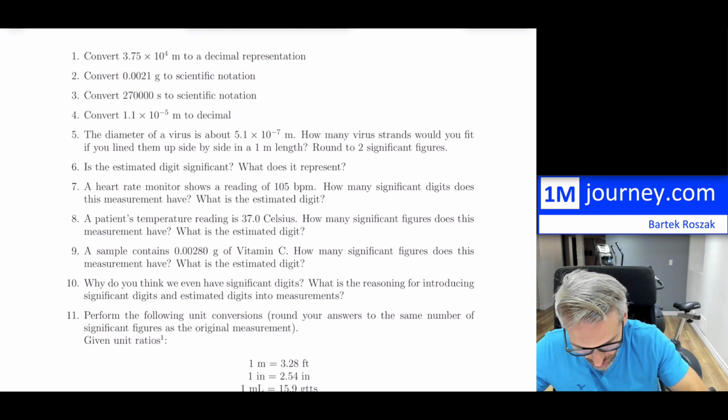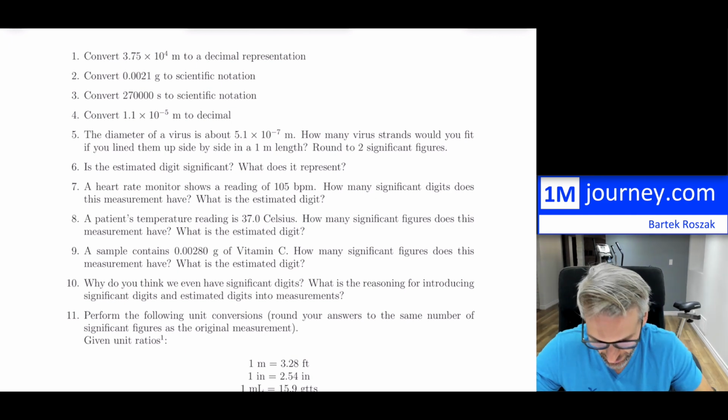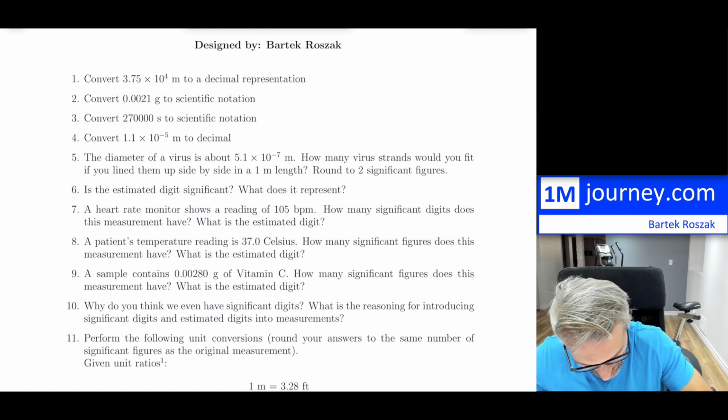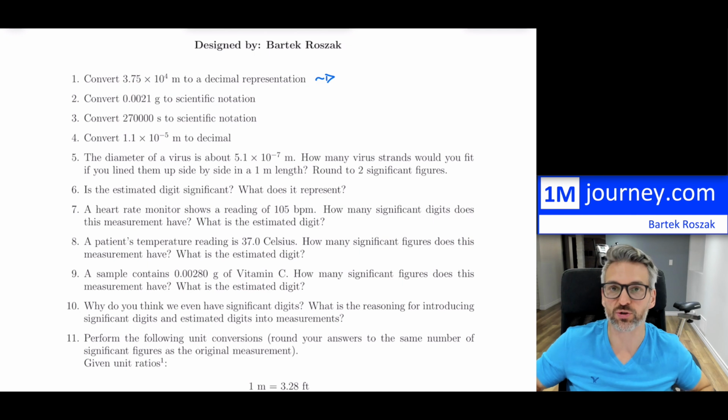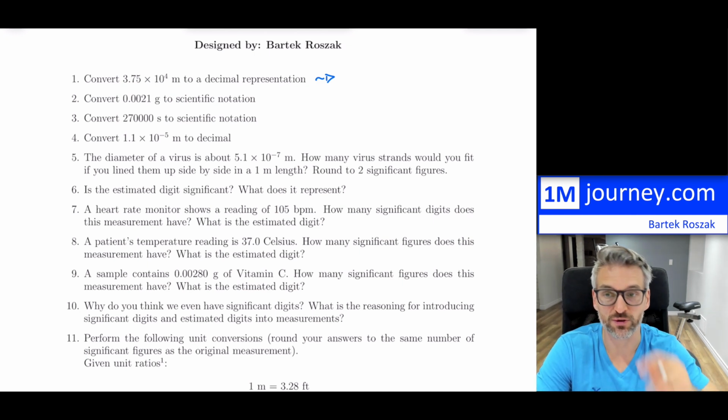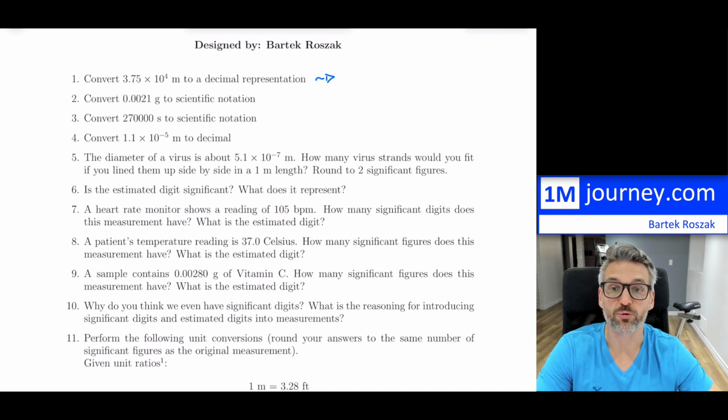So let's take a look. This is going to be question number 1. I'm going to go through the first few in a relatively quick fashion. For number 1, we want to convert this number, which is in scientific notation, to decimal representation.